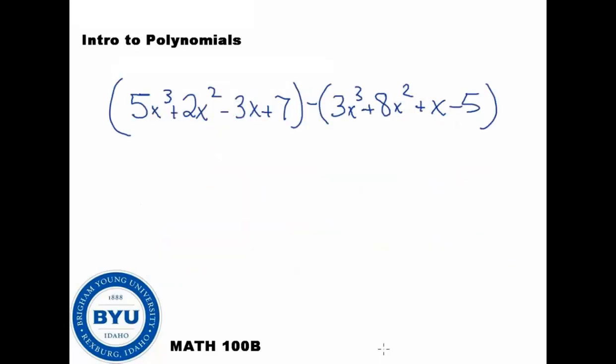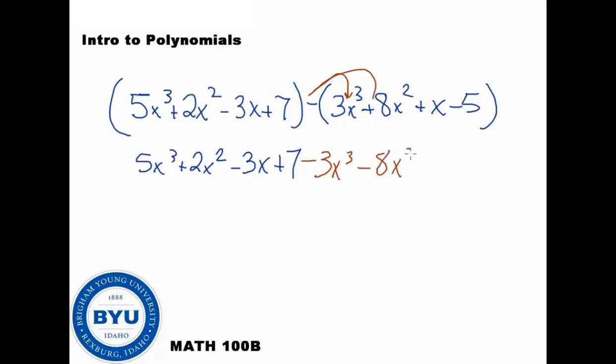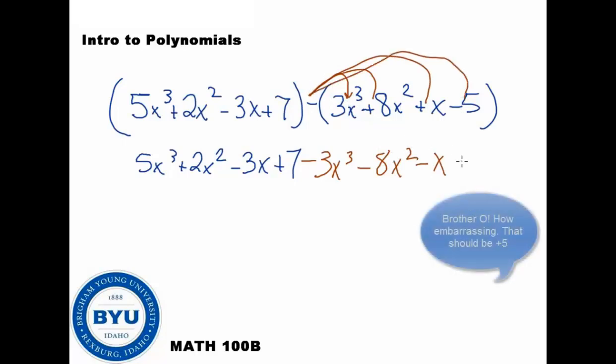Okay, so let's say we're subtracting some polynomials. I would encourage you, every time you subtract polynomials, to turn this problem into an addition problem simply by distributing this negative through the parentheses. So if we did that, I'd have 5x cubed plus 2x squared minus 3x plus 7. And then as we distribute the negative in, we get minus 3x cubed minus 8x squared minus x plus 10. Now this entire problem has the negative distributed through it, and now we can combine like terms.